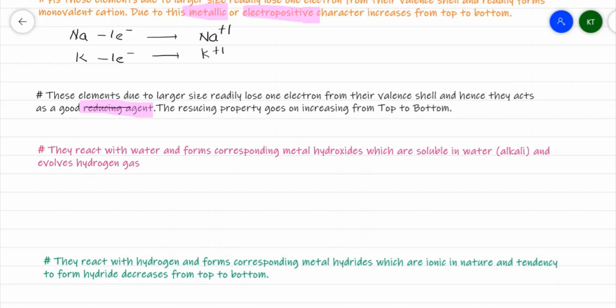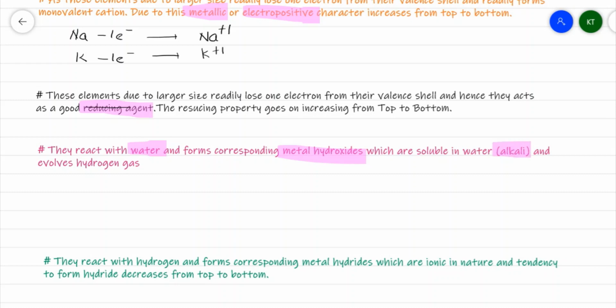Now, why do we call these elements alkali? I'll explain here. These elements generally react with water and result in the formation of the corresponding metal hydroxide. And these metal hydroxides are soluble in water. We call them an alkali.